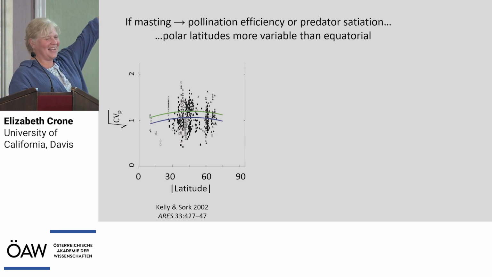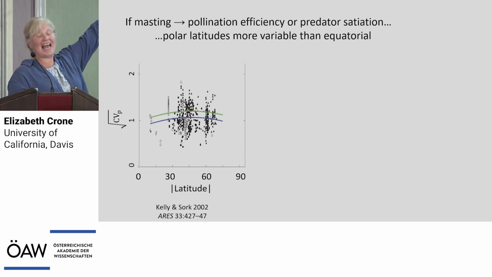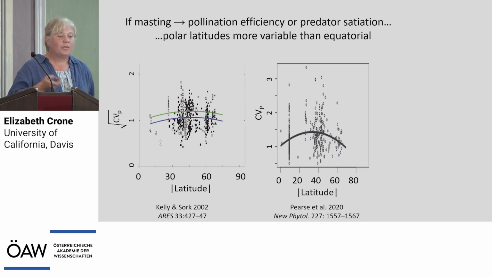This is the result from Dave's study, where we have latitude on the x-axis and variability on the y-axis, and at least up to moderate northern latitudes like 45 degrees north, that's almost the top of the United States, you have an increase in variability with latitude. And I should say all of these graphs have the absolute value of latitude on the x-axis, so it's going from equatorial to polar.